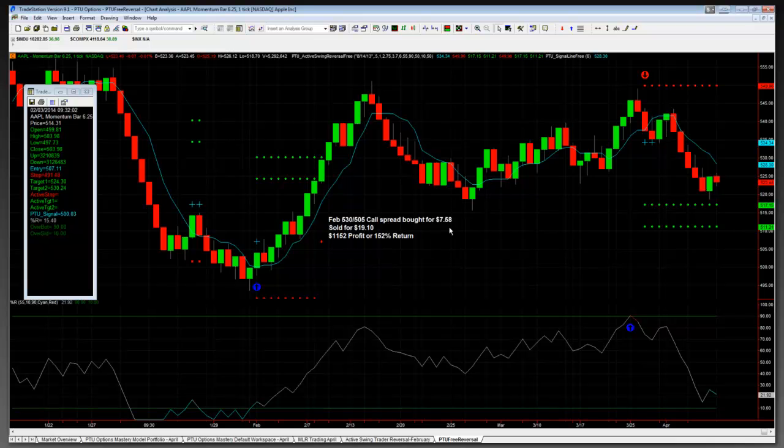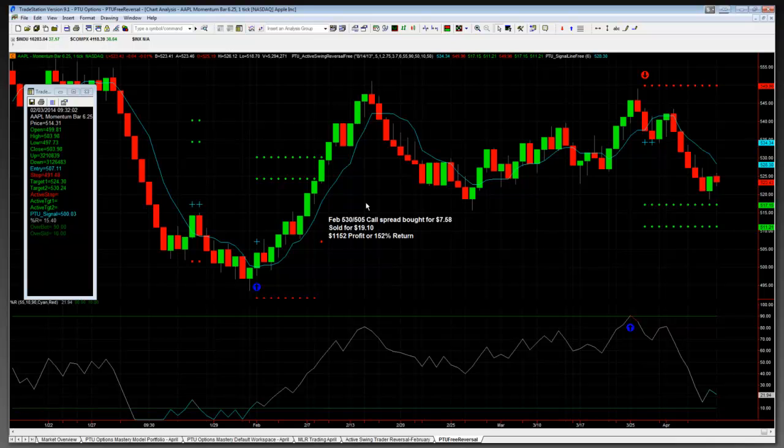Now this one moves straight to the upside. I wish every trade was this easy. They're not, but this one was just, we see these quite often. It was a straight move up to target. I sold out of my position for over $19, booked $1,100 of profit. It was a 152% return, just in a couple of days.